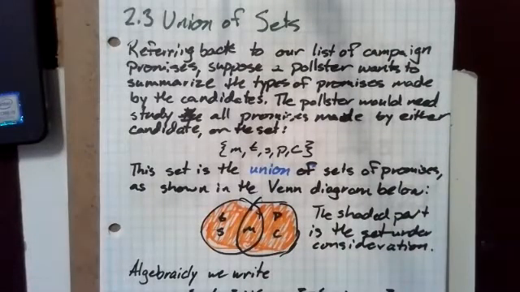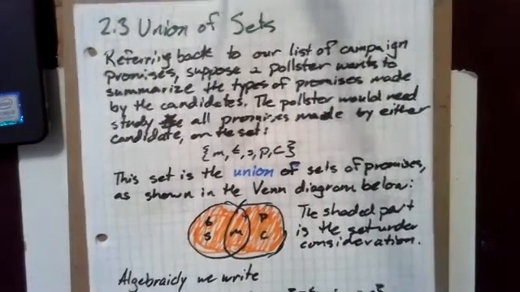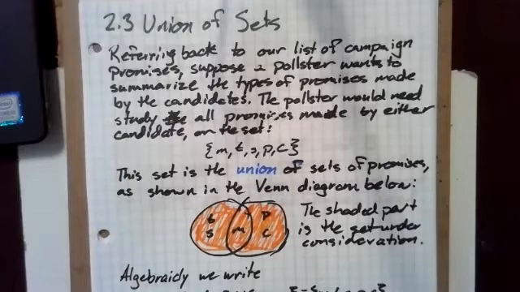In this video, we'll look at unions of sets. Referring back to our list of campaign promises, suppose a pollster wants to summarize the types of promises made by the candidates. The pollster would need to study all promises made by either candidate, or the set MTSPC. The set is the union of the sets of promises as shown in the Venn diagram below. The shaded part is the set under consideration.